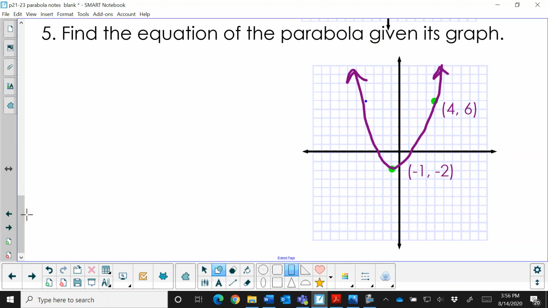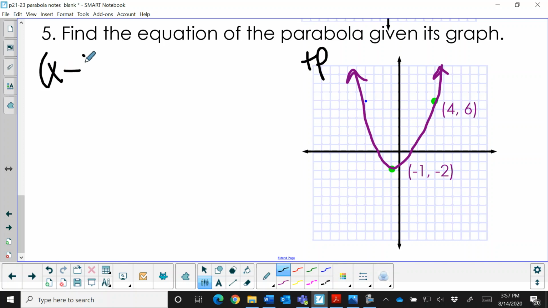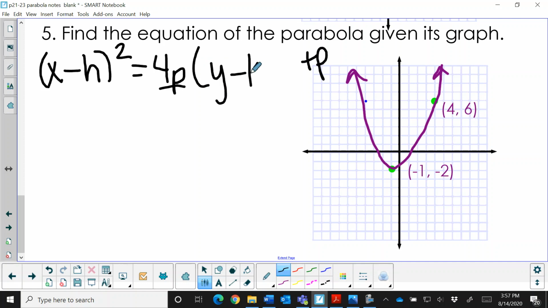Now let's look at our second clue problem. This time we're finding the equation of a parabola given its graph. And again, we need to think about the skeleton equation. So this is an up facing. So I know it's going to be an x squared. And since it's an up facing, it's also going to have a positive p. So I'm going to write the skeleton equation, x minus h, this is the squared portion, is equal to 4p, and we just decided this is going to be positive, times y minus k.